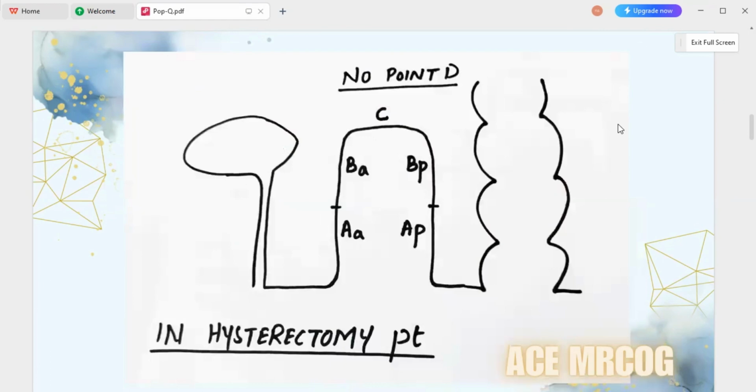Okay, so I have a question here. Shaista says she's clear. Thank you, Shaista. So as I told you, whenever it is a hysterectomized patient, there is no point D, it is only point C. So this is the diagram of a hysterectomized patient.